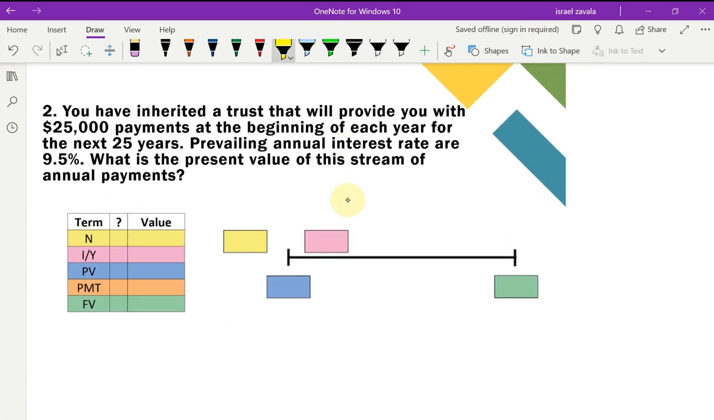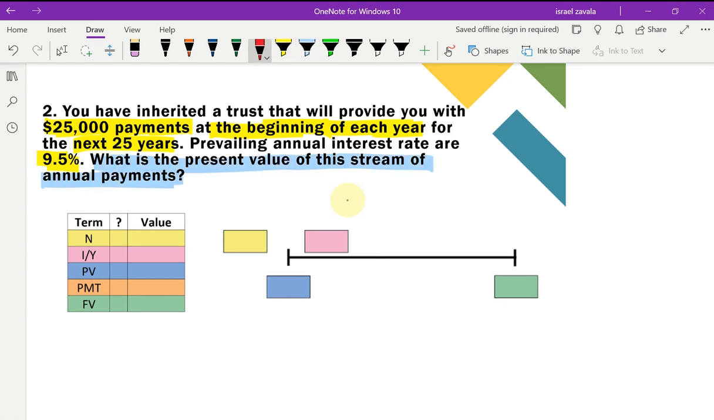You have inherited a trust that will provide you with $25,000 payments at the beginning of each year for the next 25 years. Prevailing annual interest rates are 9.5%. Here comes a question. What is the present value of this stream of annual payments?